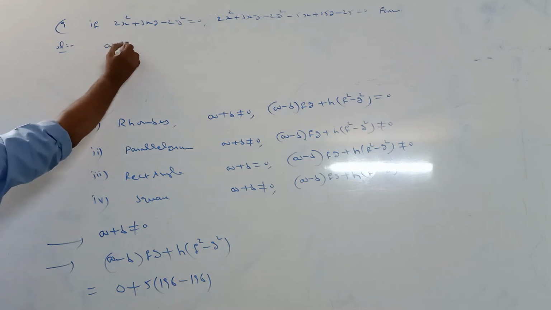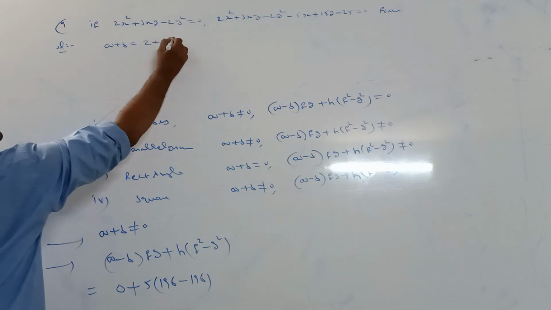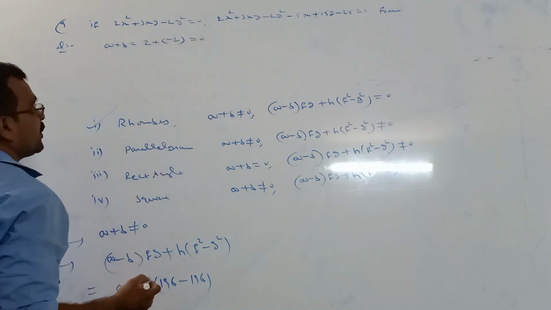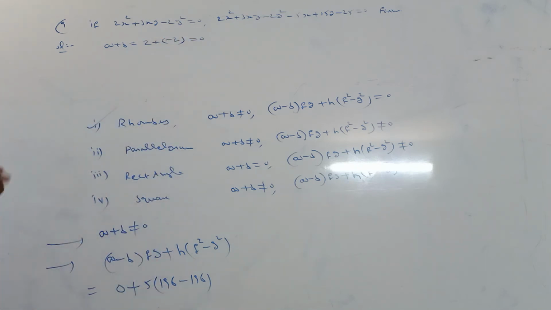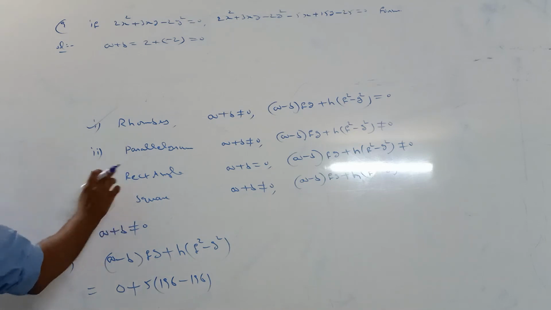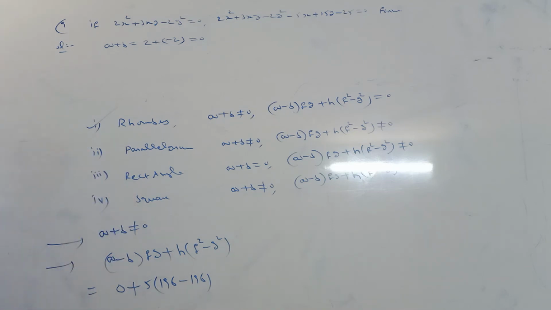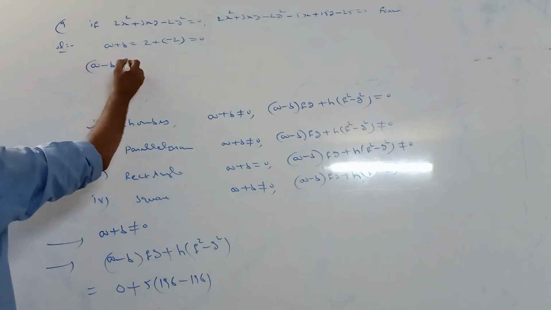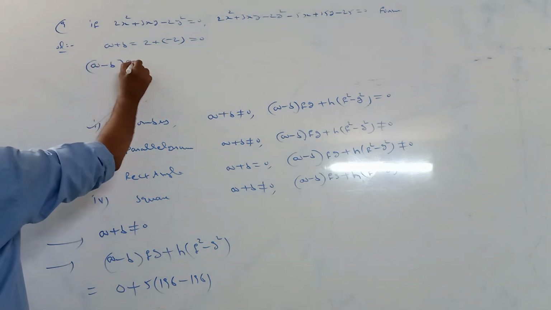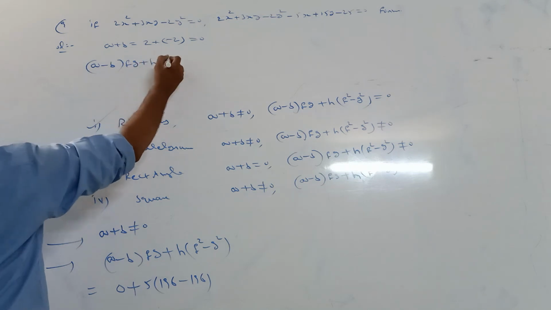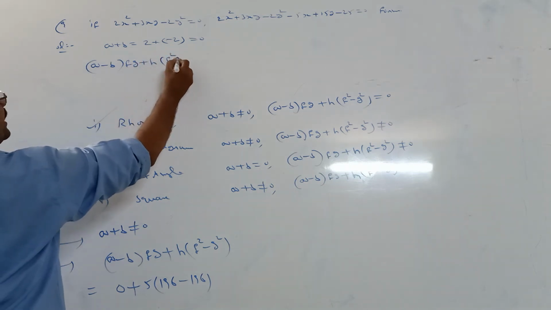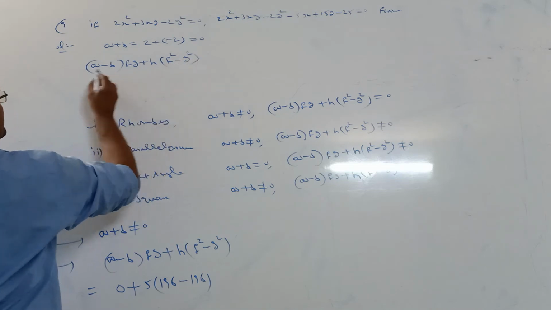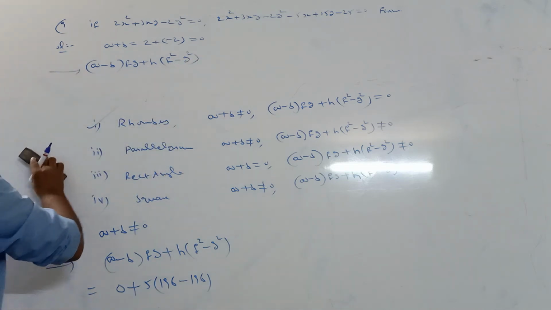A + b is 2 − 2, which gets 0. That means the four lines form either a square or a rectangle. In this question, which one is true depends on this condition. So (a − b)fg + h(f² − g²), I find out this condition.